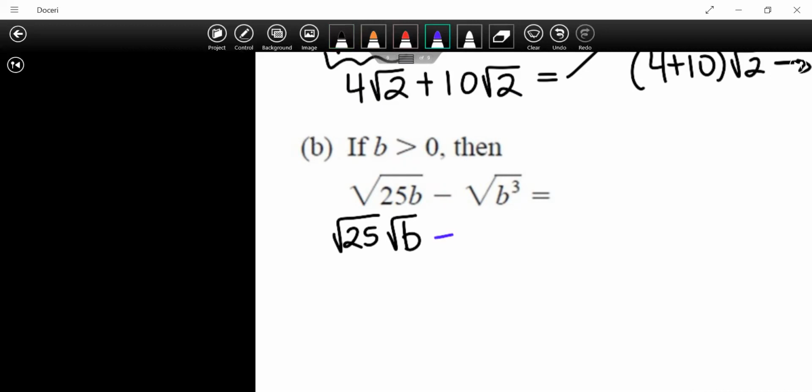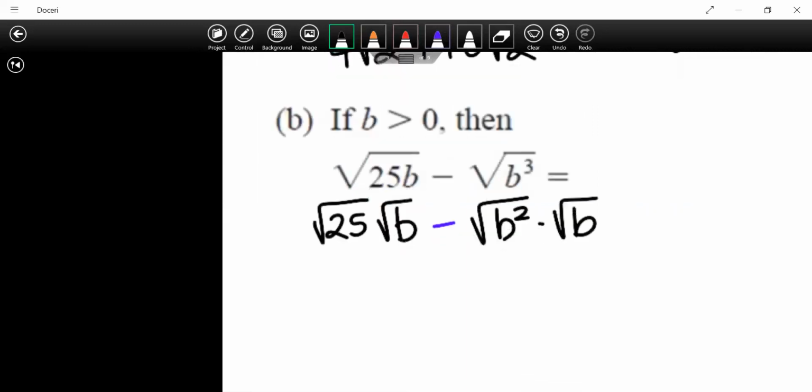And then, can I separate these two as well, like we just did in the other problem where I had the x to the third? So how would I want to write that out? Square root of b squared, square root of b. So now we're kind of getting something nice here. We're getting nicer values here, right? So let's see what we can do here.